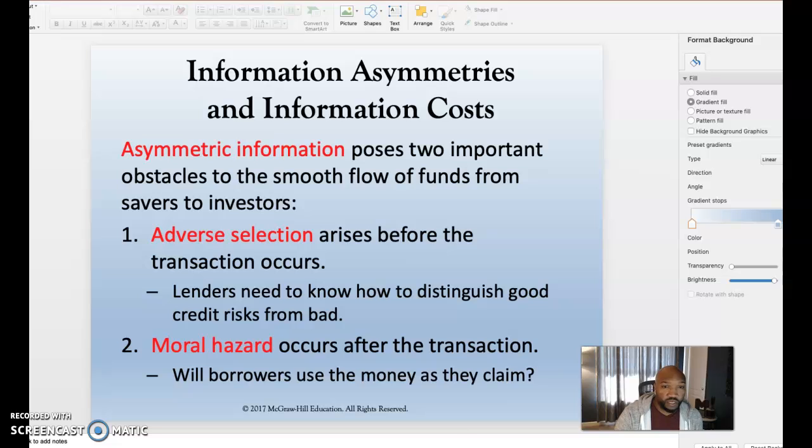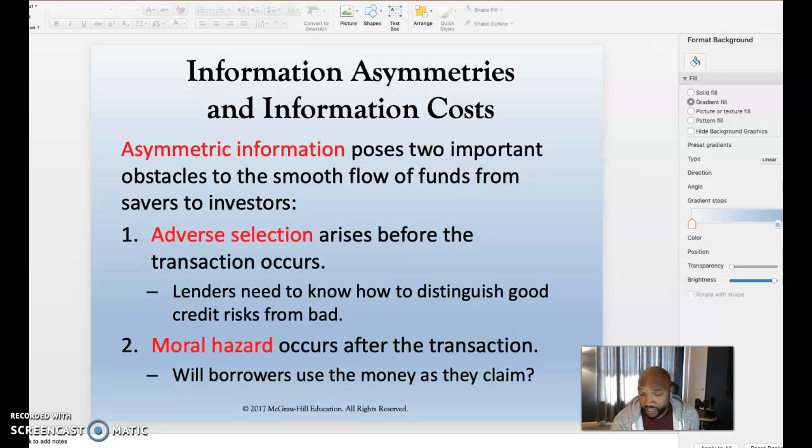So we'll skip to 19. There are two types of asymmetric information that financial intermediaries face. One is adverse selection and the other is moral hazard. So adverse selection basically happens before a transaction or before an account is open. And it's how do lenders know what is a good loan or what is a good candidate versus a bad one. So that's the first type, adverse selection. So it's basically how lenders filter out the candidates or the loan applicants who will default.